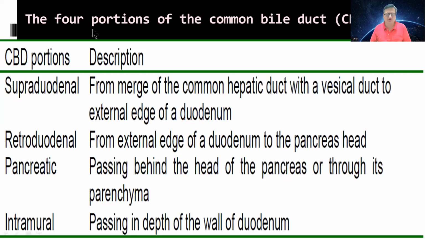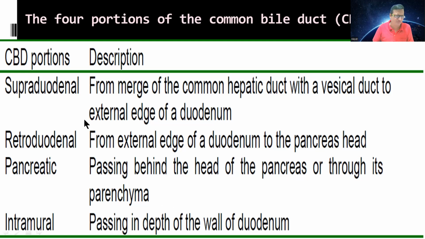There are 4 portions of the common bile duct. First is the supraduodenal, which forms from the merging of the common hepatic duct with the cystic duct to the upper edge of the duodenum. Second is the retroduodenal, from the upper edge of the duodenum to the pancreatic head. Then the pancreatic part, which passes behind the head of the pancreas or through its parenchyma, and the intramural part, which passes in the depth of the wall of the duodenum.